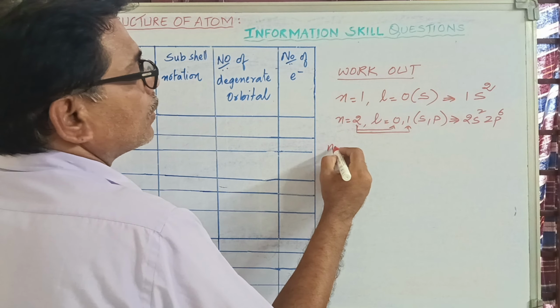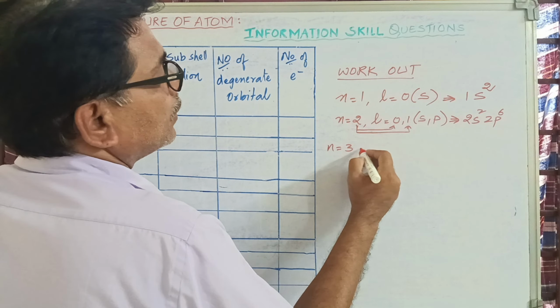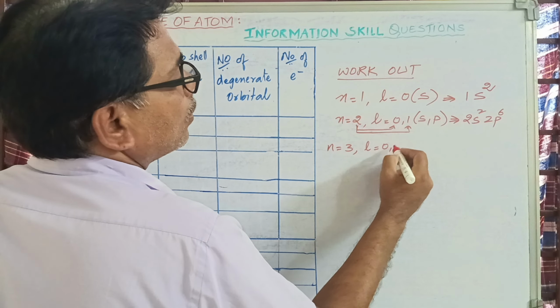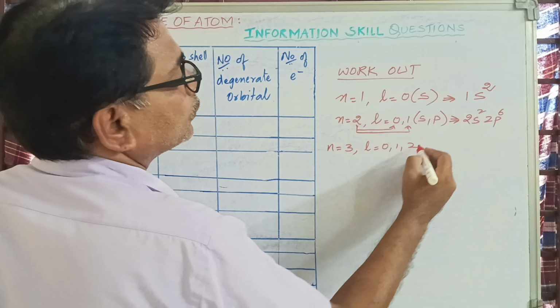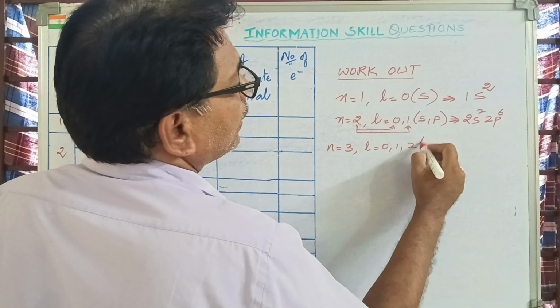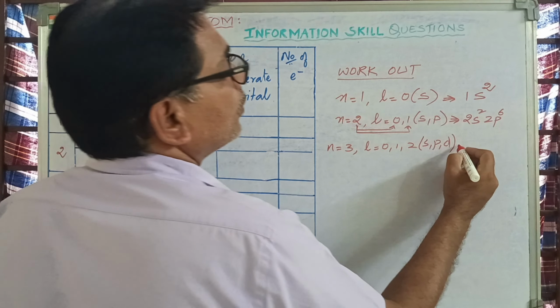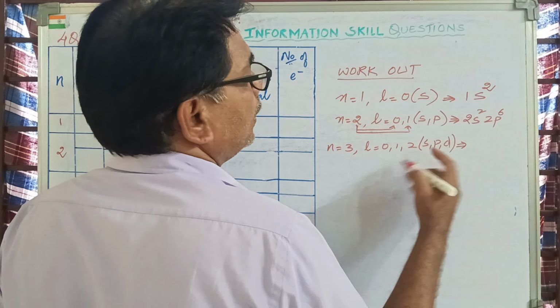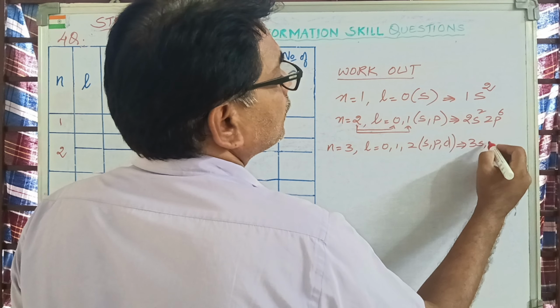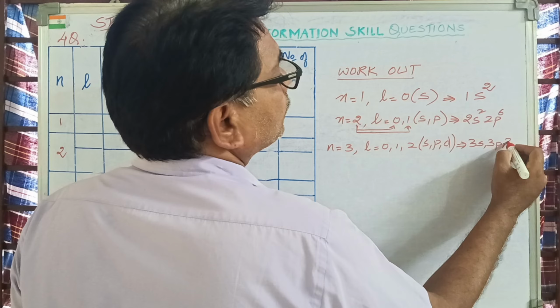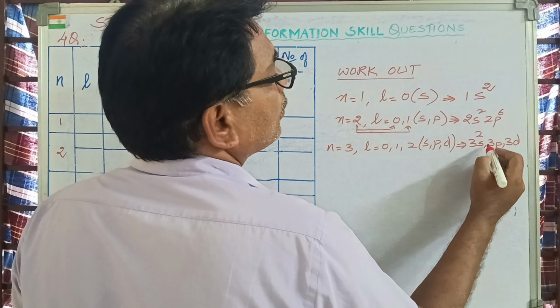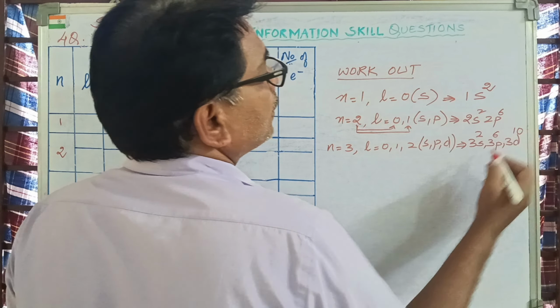Next, n is equal to what? 3. Therefore, l is equal to what? 0, 1, 2. So what do we represent this as? s, p and d. Nothing but how to read them along with this spd. It is 3s, 3p and 3d. Now tell me, s holds how many electrons? 2, p holds 6 and d holds 10.